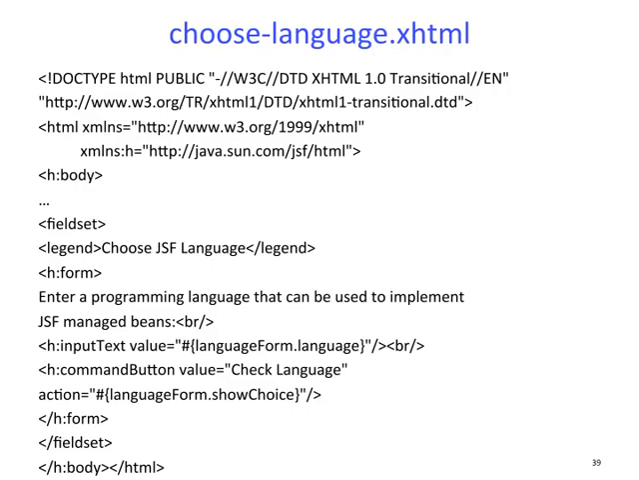So the chooseLanguage XHTML is the field set in the body part. So, choose JSF language, and the form itself, say, the input text contains the language form and the language chosen from the form. The command button specifies the checkLanguage method, which is in the language form, and shows the choice based on what has been entered, and closes the form, the field set, and the body.